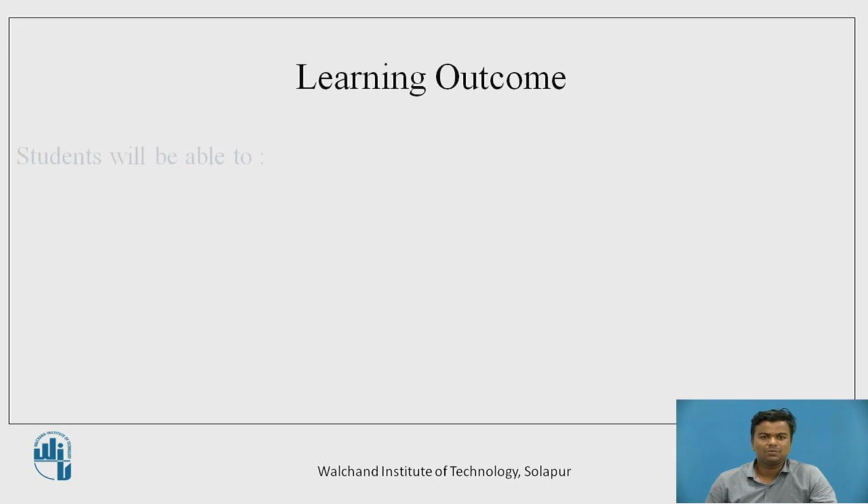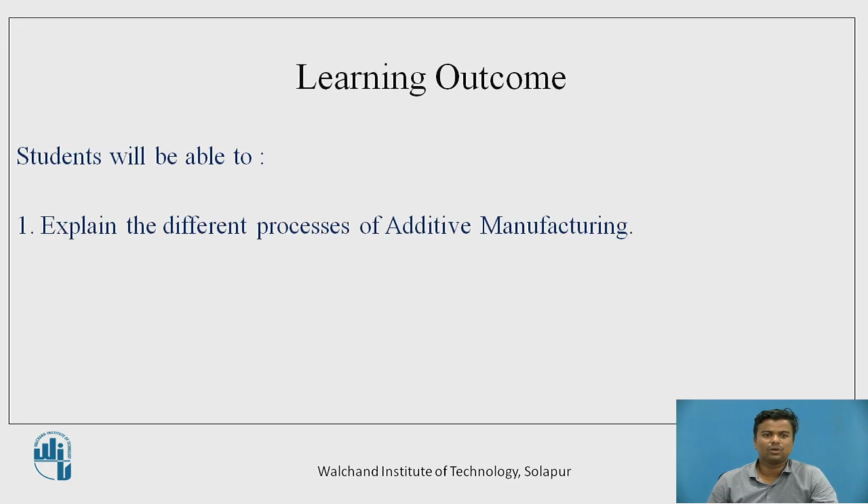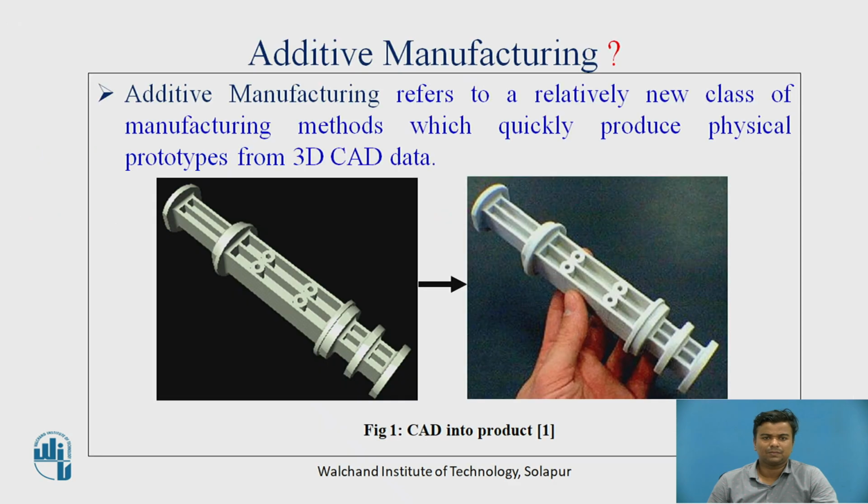What are the learning outcomes? The students will be able to explain the different additive manufacturing processes like stereolithography, which is also called VAT photopolymerization. After that, fused deposition modeling, which is also called material extrusion.